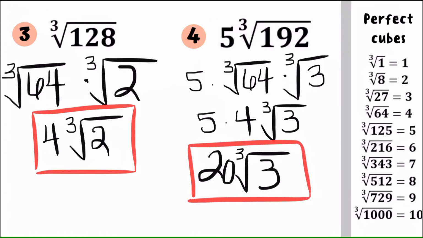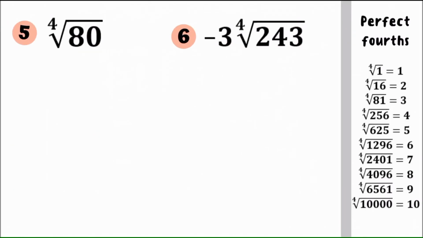Now let's take a look at fourths. So notice that on my little cheat sheet here out to the right with perfect fourths, the numbers get larger a lot quicker. Again, the process is still the same, so I'm going to look at number 5, the fourth root of 80. So I'm looking to see, is there a number I can multiply by itself 4 times to get 80? And the answer is no, because it's not a perfect fourth.